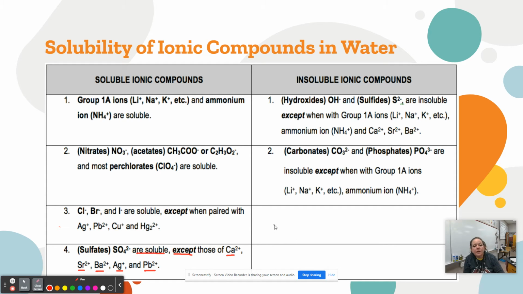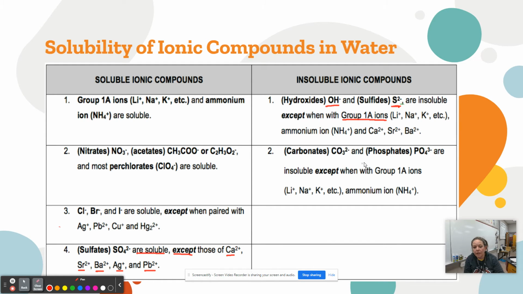All right, so that's where we're going to start with the solubility on the left side. On the right-hand side, we have insoluble ionic compounds. So if you have a hydroxide, once again, one of our pesky polyatomics, that is an insoluble compound except when it is paired with group 1 ions, lithium, sodium, potassium, etc., the ammonium ion, and calcium, strontium, and barium. Sulfides are also insoluble with the exception of being paired with these groups.